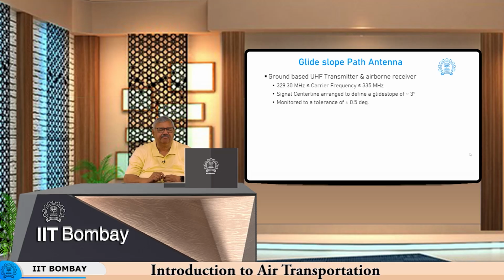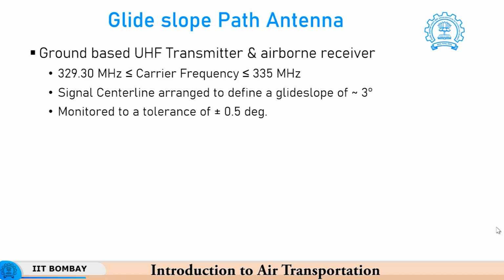It is a very small frequency band, and generally the aircraft are supposed to come at a glide slope of around 3 degrees. This number can vary a little bit more or less than 3 degrees based on the terrain and the other obstacles present at the runway, but generally it is around 3 degrees as the mean, and you monitor it to plus minus half a degree accuracy.